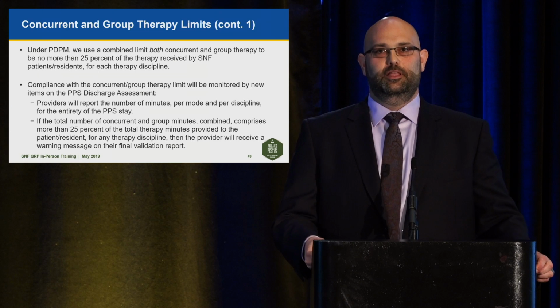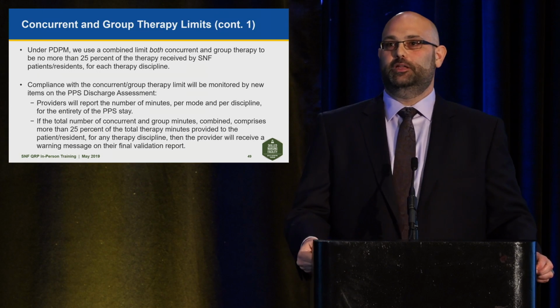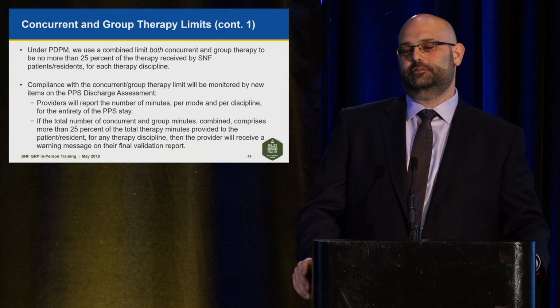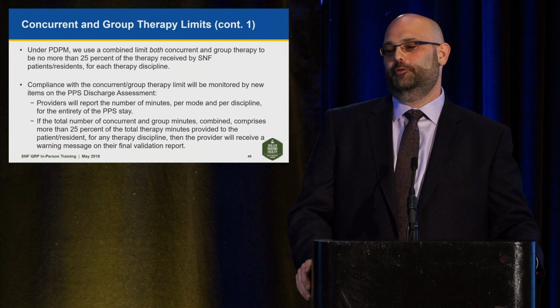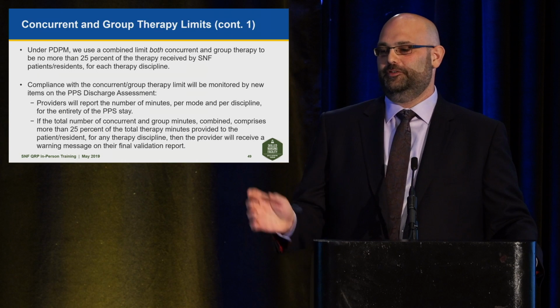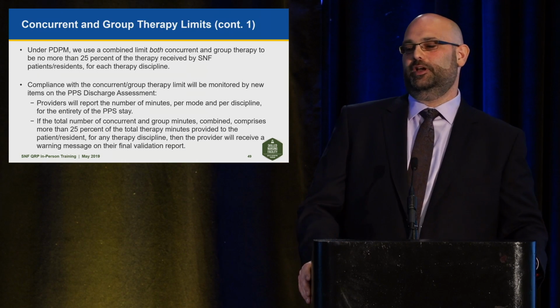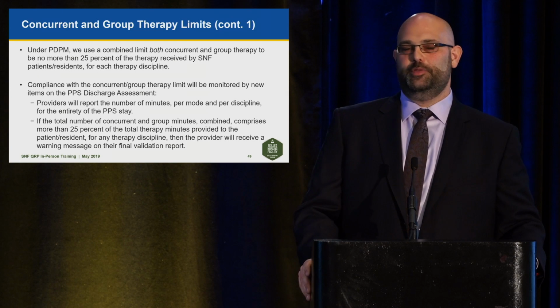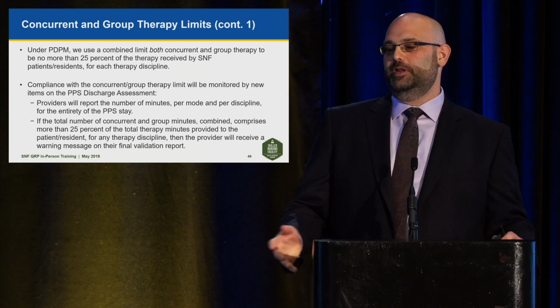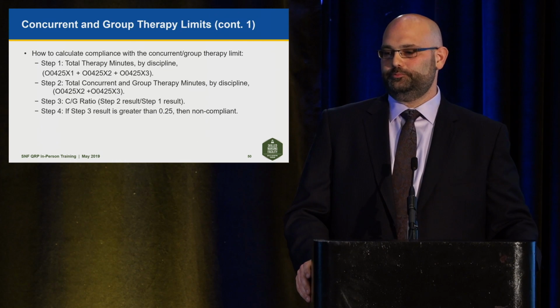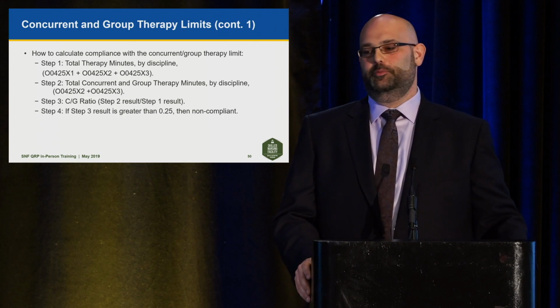Given that, that is why we felt it was important to put a limit on concurrent and group therapy. And the way that we've done that is with those discharge items that Terry had mentioned in section 0425. So providers will report in 0425 the amount of concurrent and group therapy that a person received. Those minutes will then be used to calculate compliance with this 25% limit. This is how that calculation will be done.